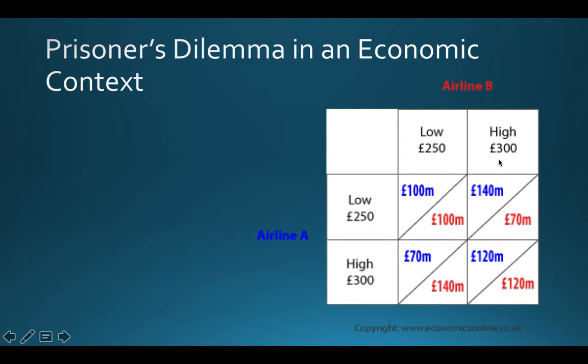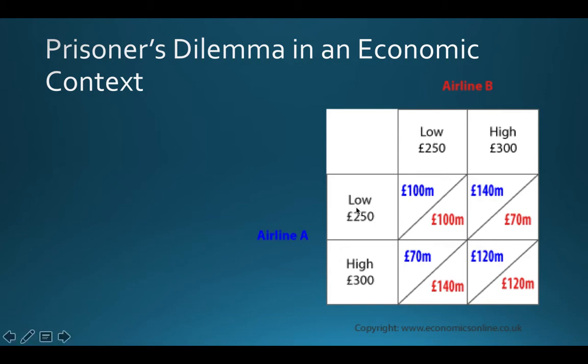Now, there's also a third possibility, as you probably remember. And that is that if, for example, airline B says to airline A, hey, let's go ahead and offer a higher price together. And so airline B makes the high price of 300, so they only get 70 million. But airline A keeps their price low. They end up making 140 million. They get all the customers.